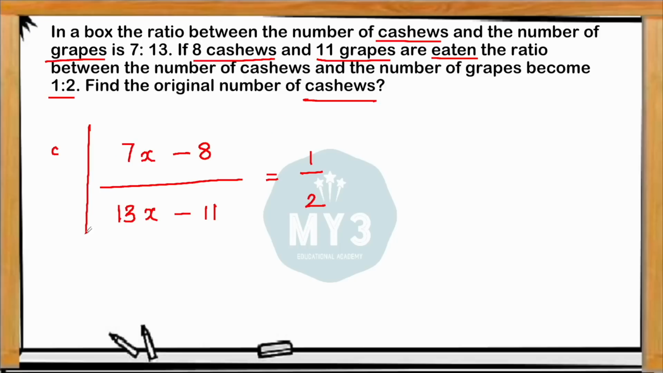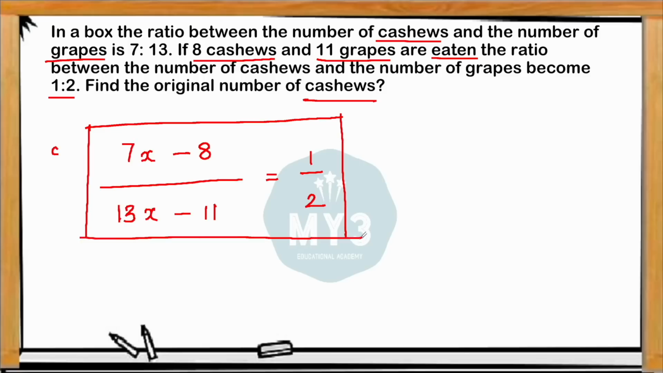That means once you are able to write this, then your answer is almost over. What we need to do is figure out the x value. They are asking the cashews value. Cashews value is 7x. Find out the 7x. That will be the answer choice. And how to simplify this? So you can just use cross multiplication.